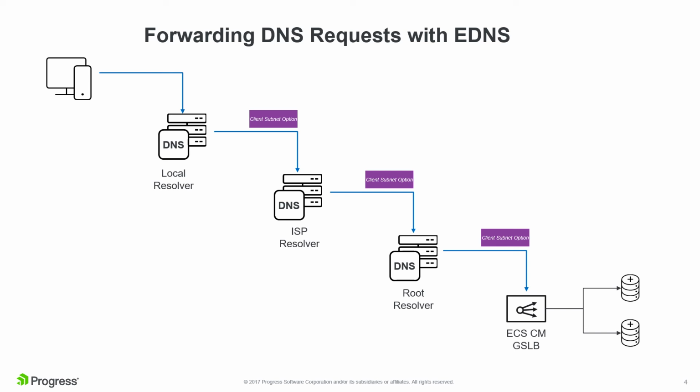When the ECS Connection Manager receives the request, it uses the subnet information in the EDNS extension as input to its load balancing decisions.